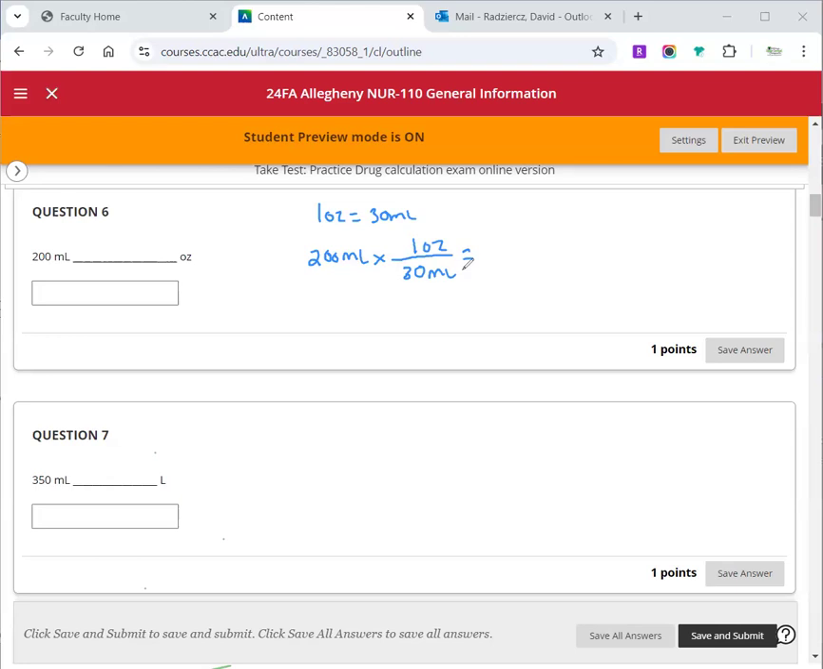I'm going to get 200 divided by 30. And again, I'm going to get a decimal answer. So I'm going to get 6.6666, it just keeps going on and on and on. We're going to round to the nearest 10th. So I'm going to look at what's past that. And then my answer is going to be 6.7.